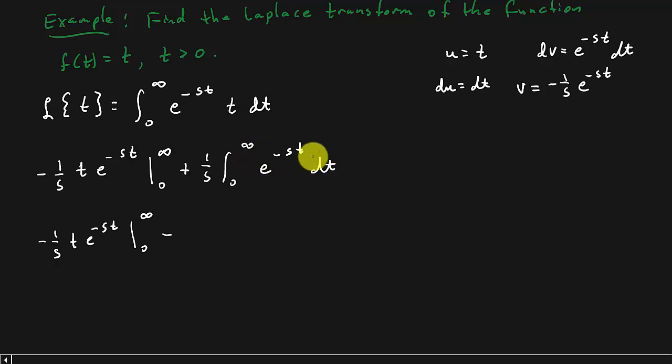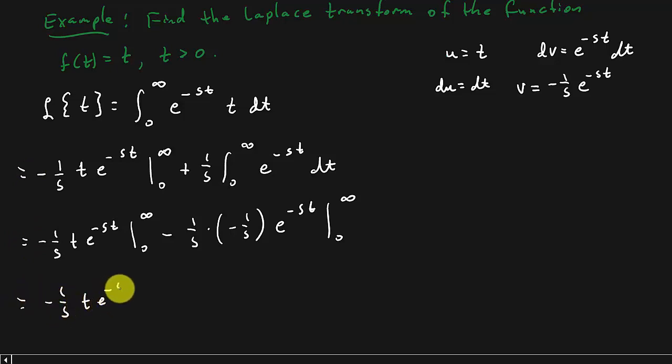Because when we integrate this, let's just write it all out. So we got the 1 over s here, so that's going to be times negative 1 over s e to the negative st from 0 to infinity. Let's put our equal signs there. So that's equal to negative 1 over s t e to the negative st from 0 to infinity. Whoop, I'm sorry, that should be a plus right here. So that's going to be minus 1 over s squared e to the negative st from 0 to infinity. All right.